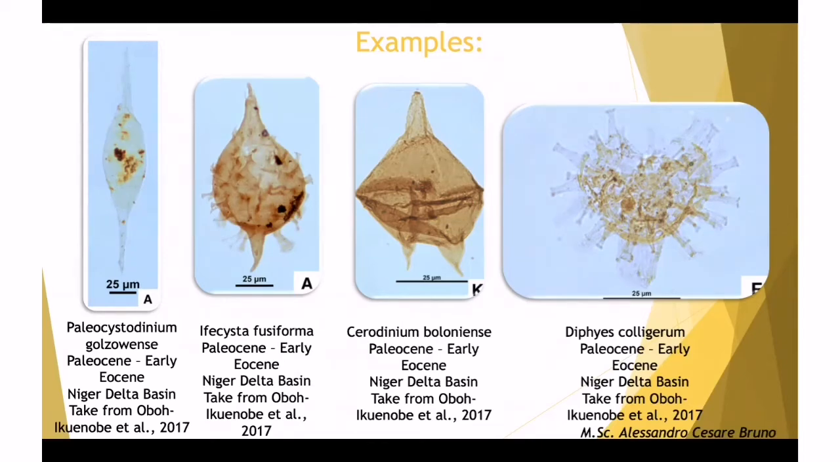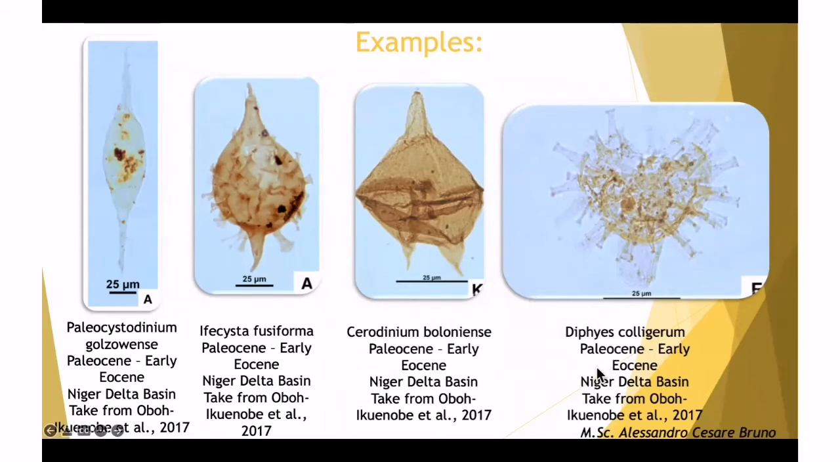It was from Nigeria. We are in the Tertiary, and we can see that there are dinoflagellates that are characterized by two antapical horns and one apical horn, like the genus that starts from, for example, this kind of species, Palaeocystodinium golzowense, or another genus that has one apical horn and one antapical horn. Pterodinium is another genus that is characterized, for example, by one apical horn and two antapical horns.